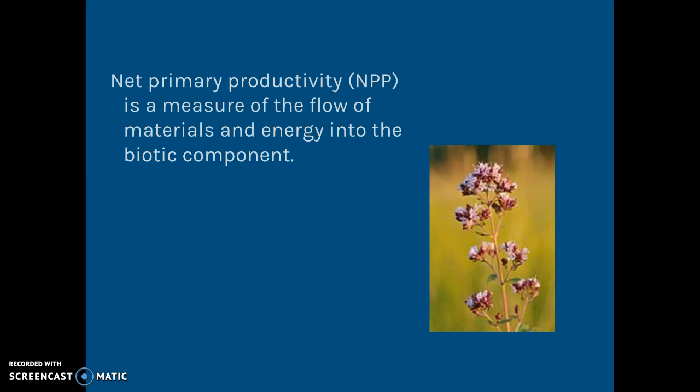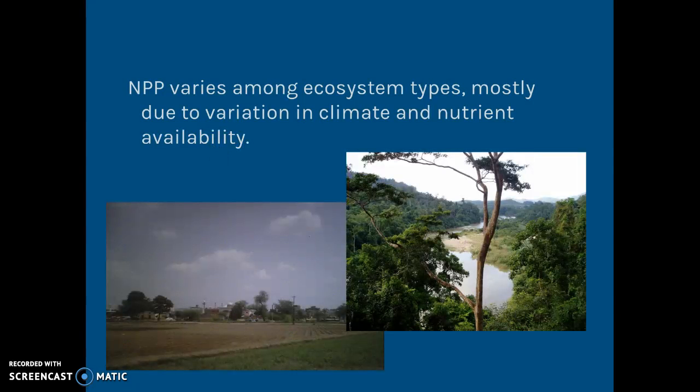There are different ways to calculate and measure this, but NPP is going to vary among ecosystem types, mostly due to variation in climate and nutrient availability. So, for example, tropical forests, swamps, marshes, and coral reefs are going to be the most productive types of ecosystems, and cultivated land, like we see over here, is going to be less productive than many natural ecosystems.